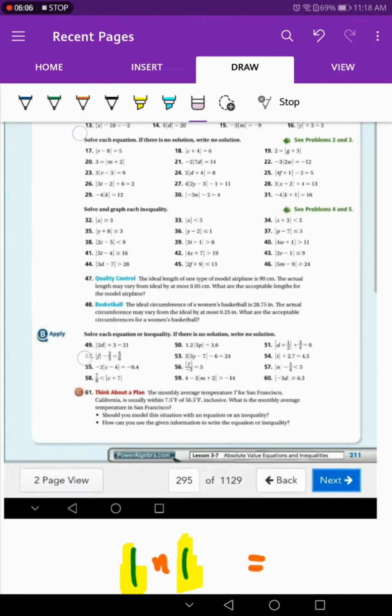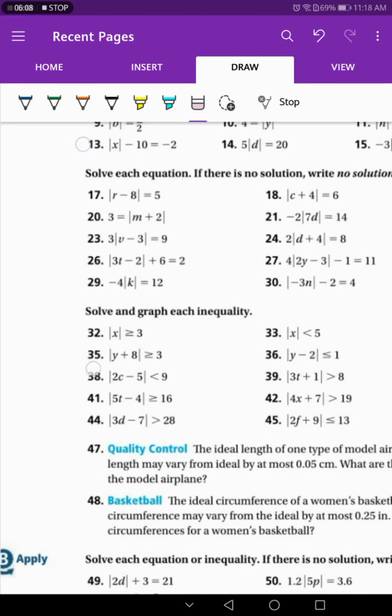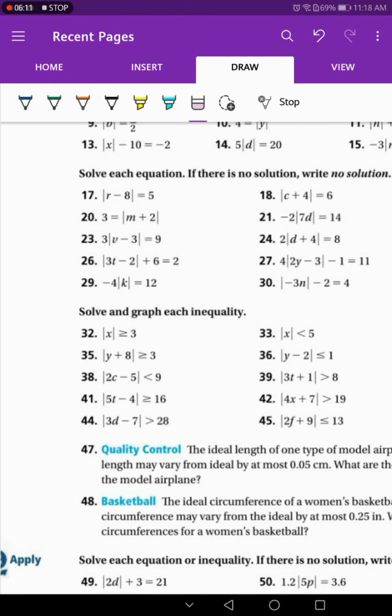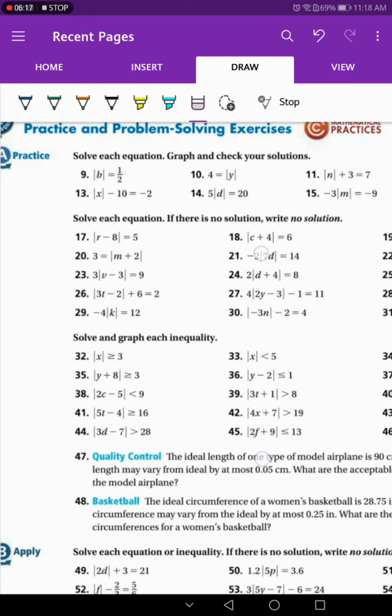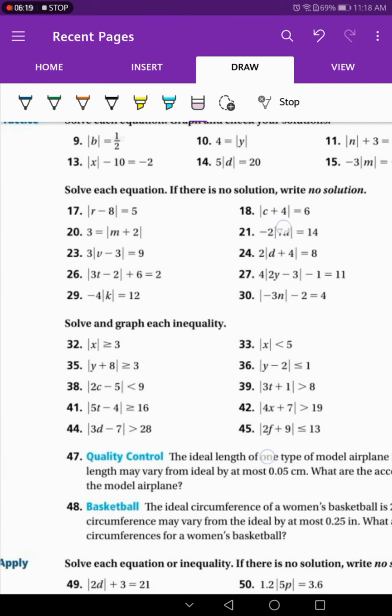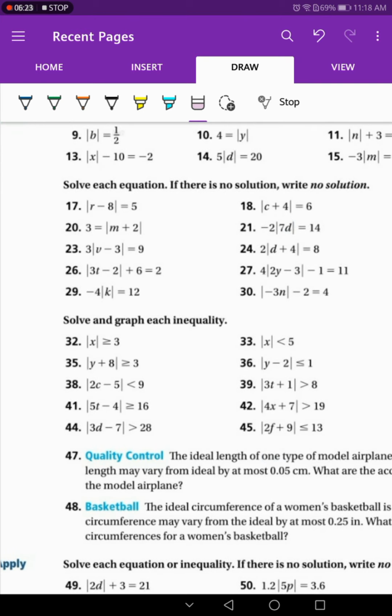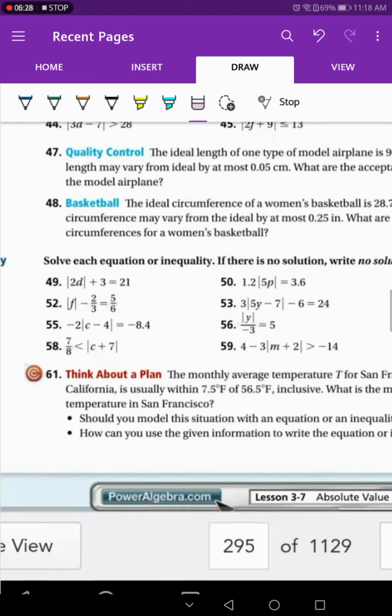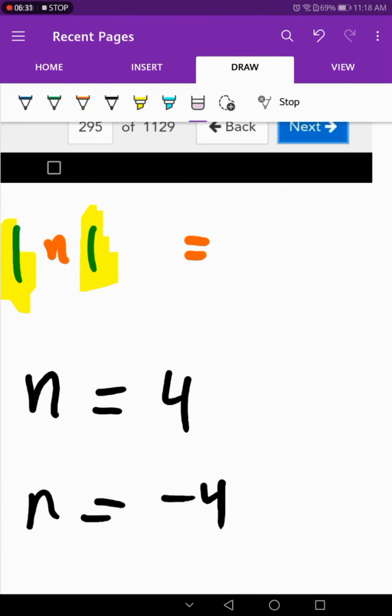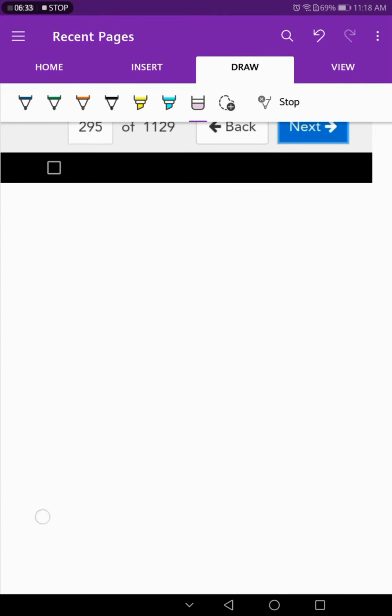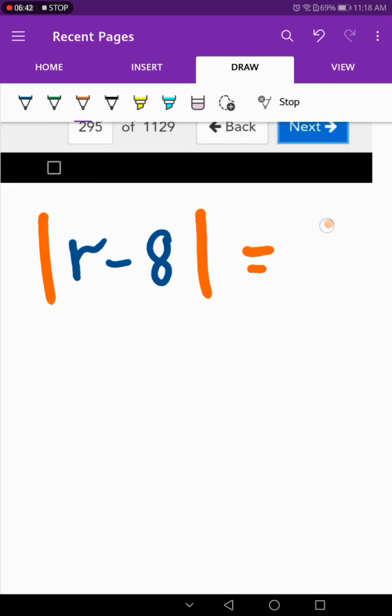Part 2. Who wants to read the question here? We forgot to graph, but we know how to graph, yes? So the absolute value of r minus 8 equals 5. This is number 17. Now, let us write it here: r minus 8, equal what, Faris? Equal 5.